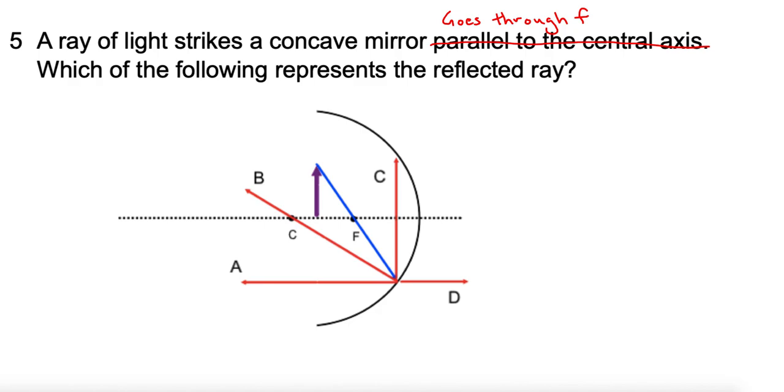The answer is it will be A. If it goes through F, it'll come back out parallel. And vice versa, if it comes in parallel, it'll go back through F.